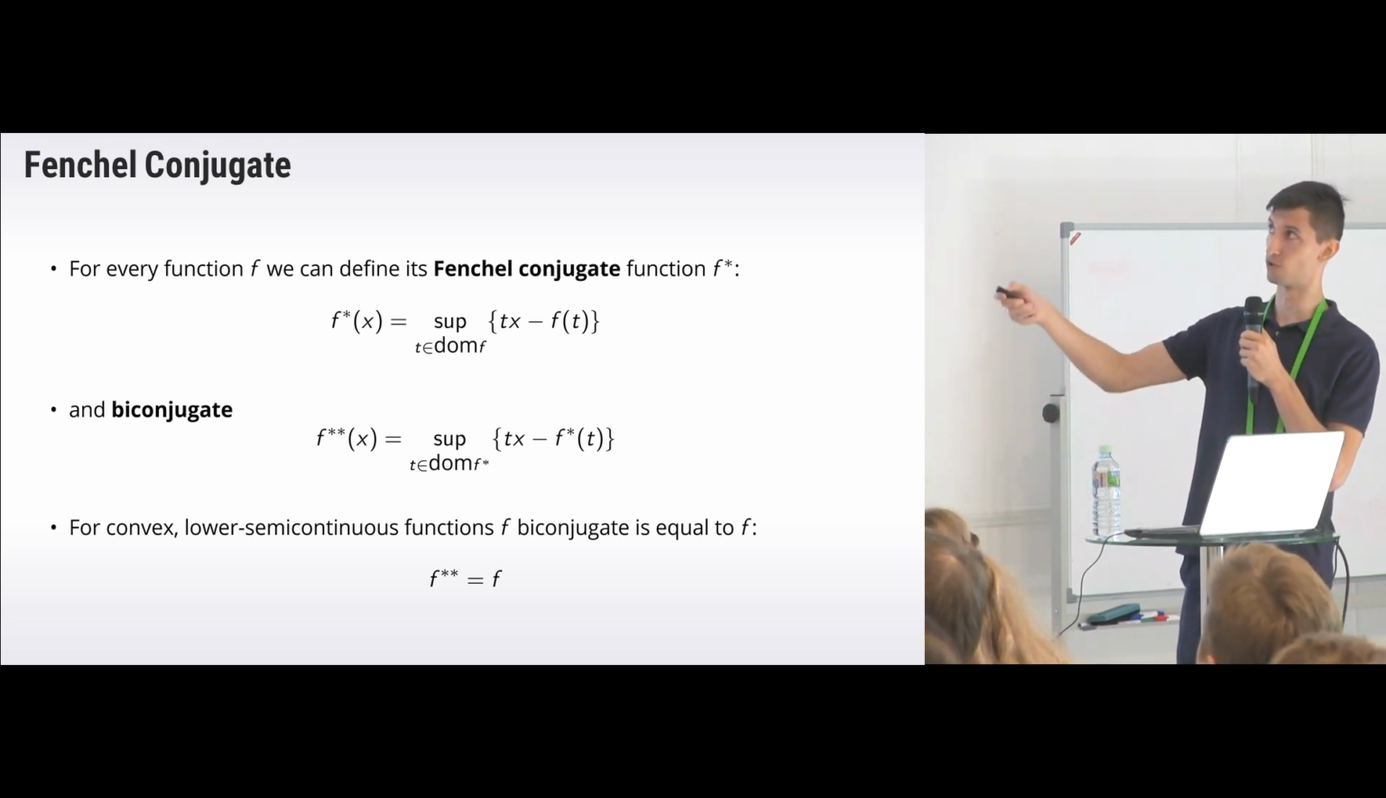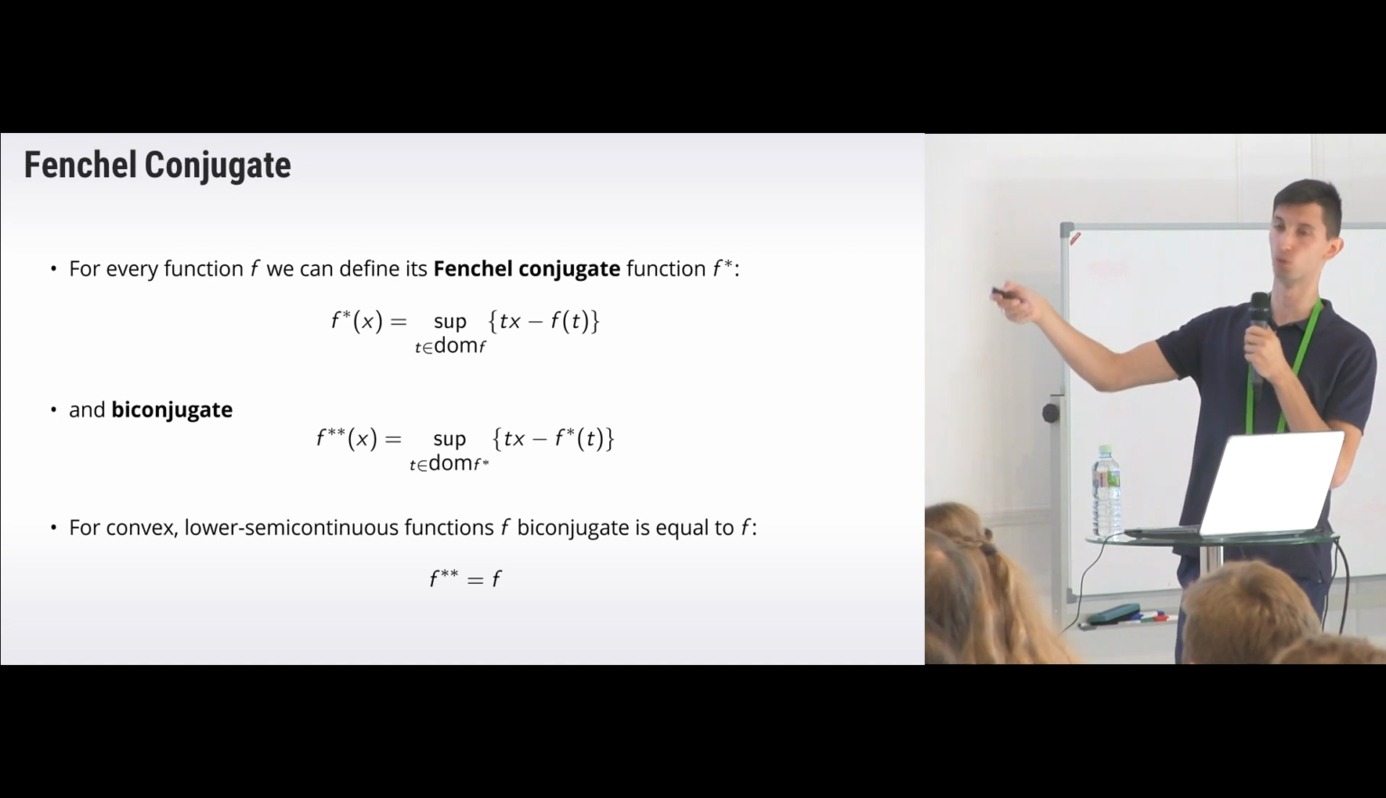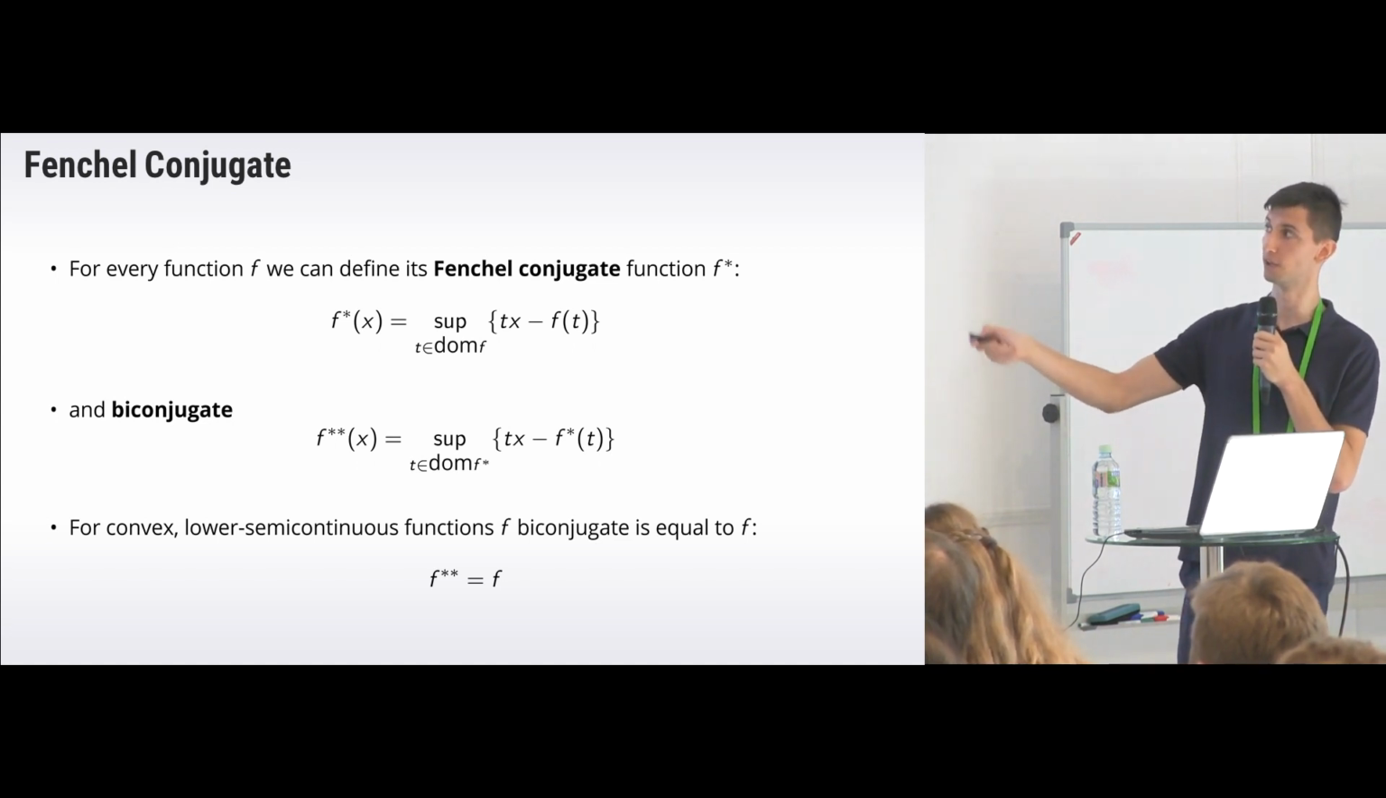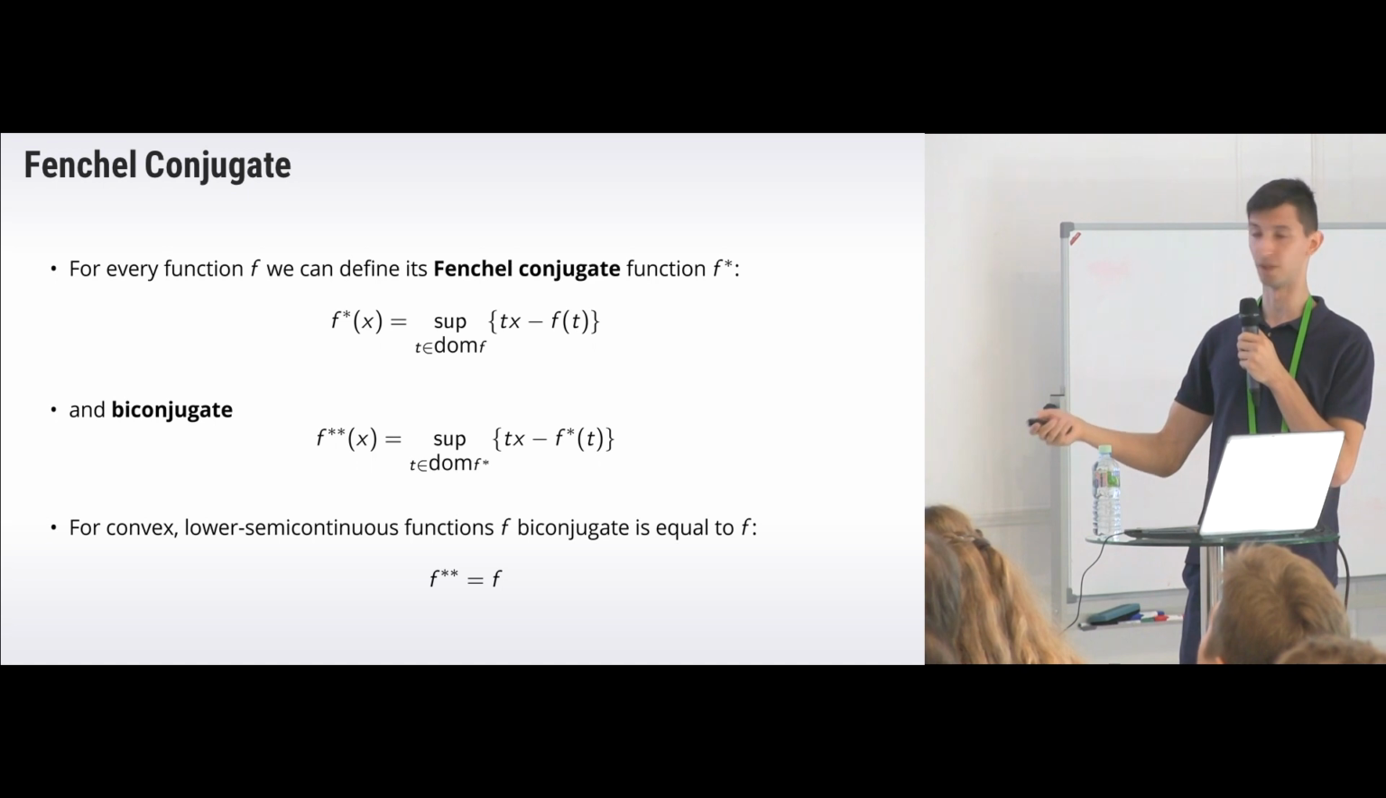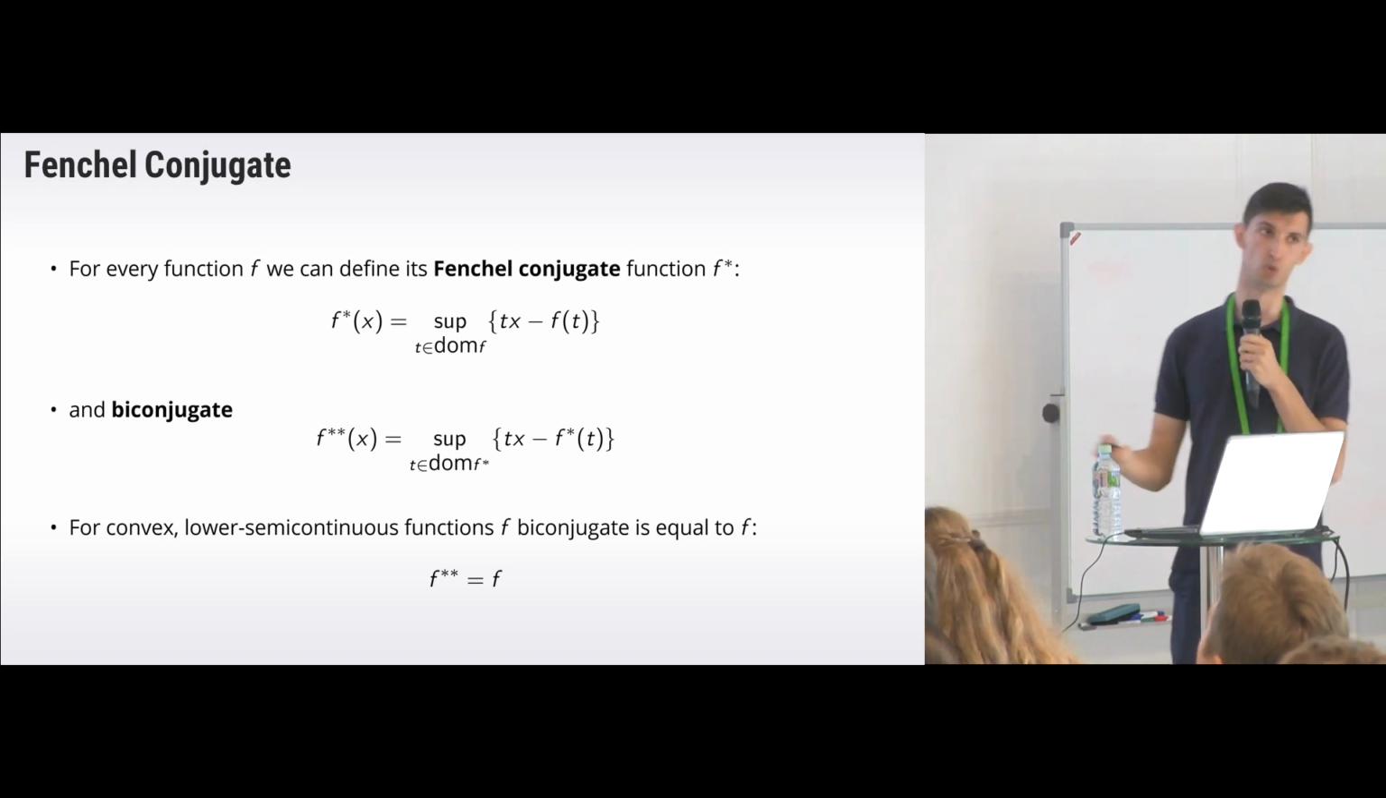So the Fenchel conjugate is defined like that. If you compute a conjugate of the conjugate, it will be the biconjugate. And for convex lower semi-continuous functions f, the biconjugate is equal to f.